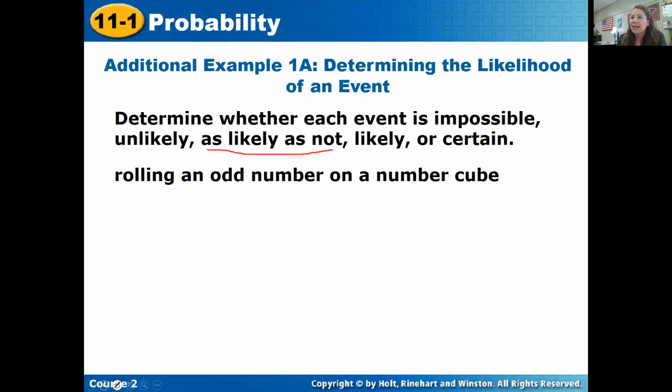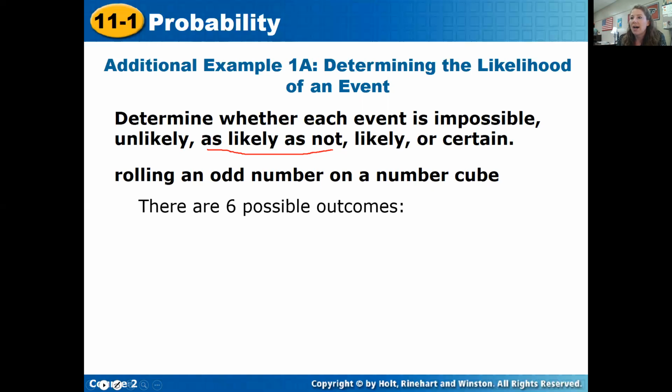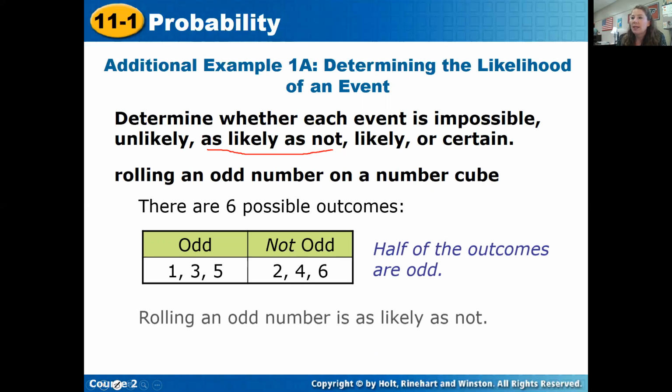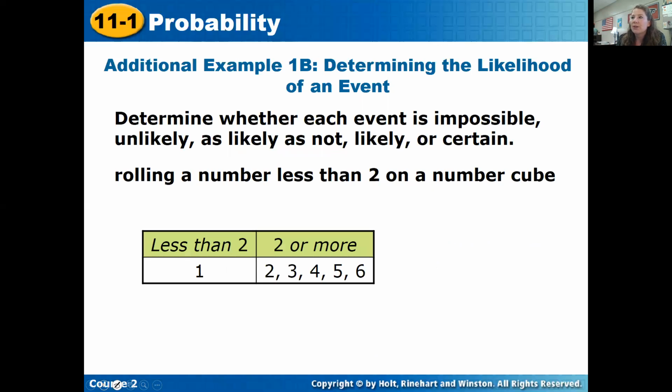So rolling an odd number on a number cube. Well, there's 6 possible outcomes, right? And half of the numbers on a number cube are odd. So the probability would be 50%, which means that rolling an odd number is as likely as not. Determine whether each event is, same thing, same directions.